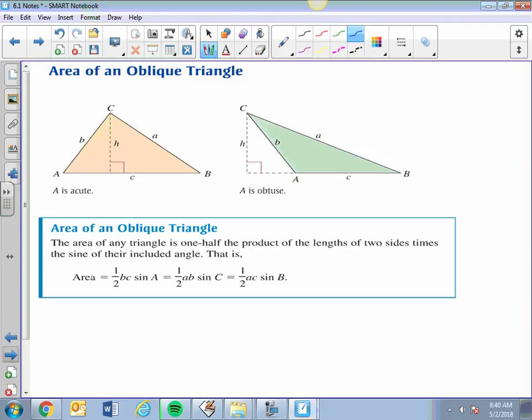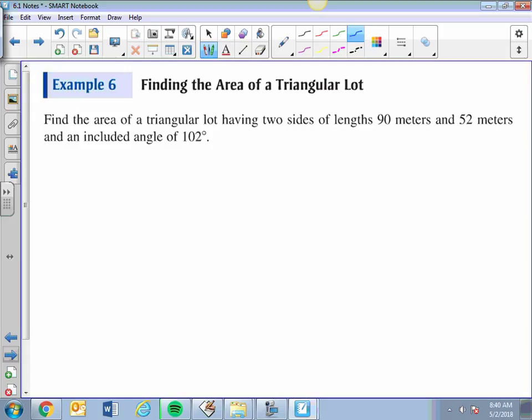Notice how, say on this one here, we have the angle A, but we don't have what's across from that. But we do have B and C. So if you're given two side lengths and an angle, and even if they don't specify it, you should be able to use this formula for your area. Okay, so let's take a look at this example here. It says find the area of a triangle lot having two side lengths of 90 and 52 meters and an included angle of 102. So notice how they don't specify if the angle is across from these two sides.